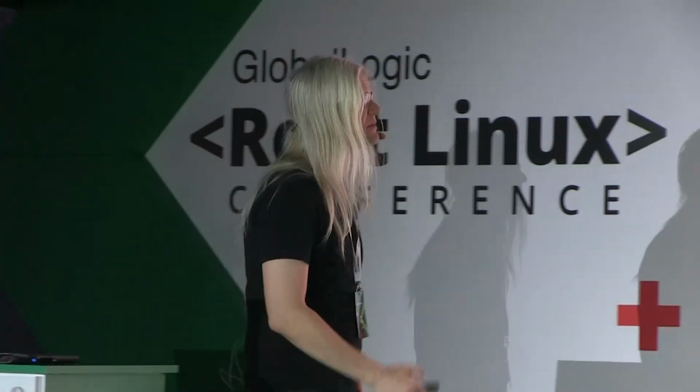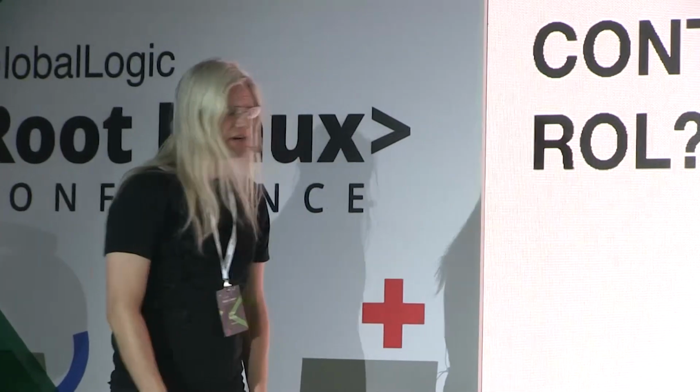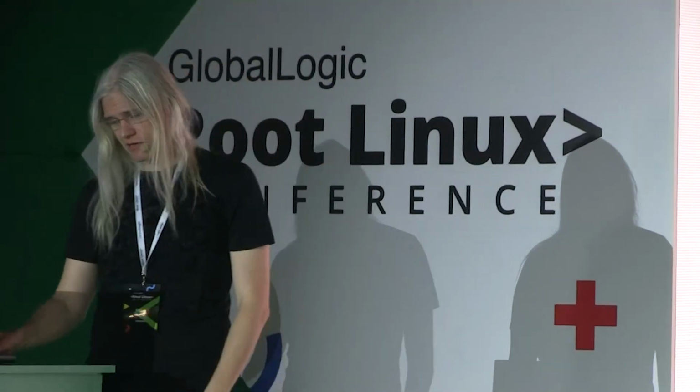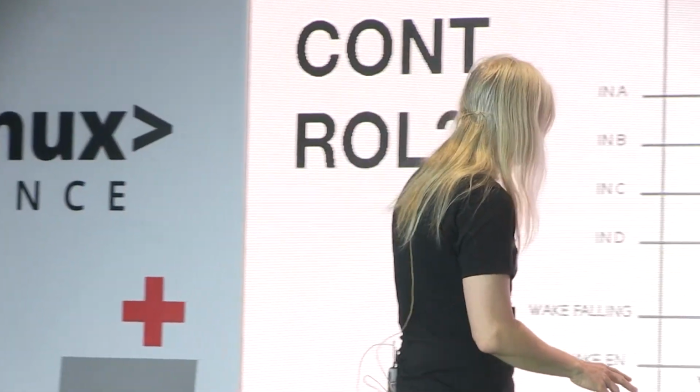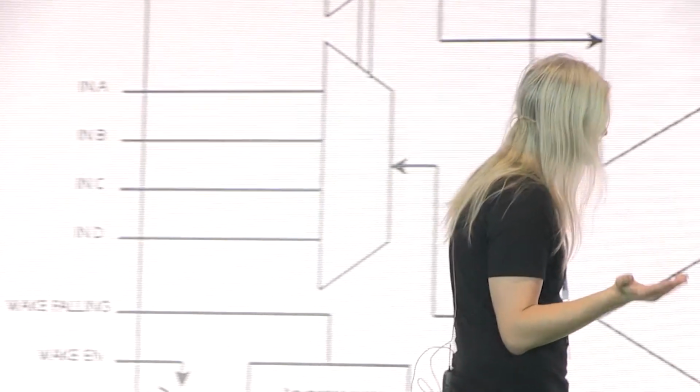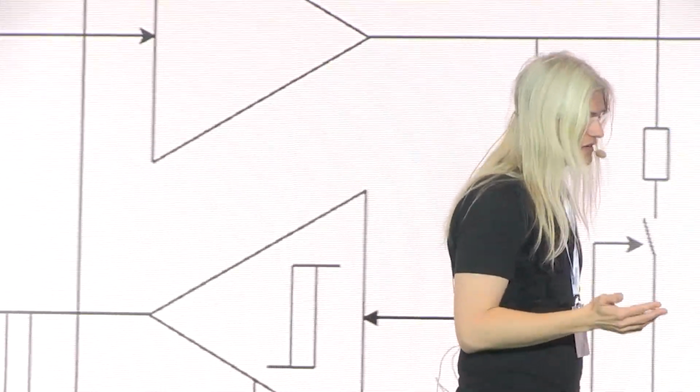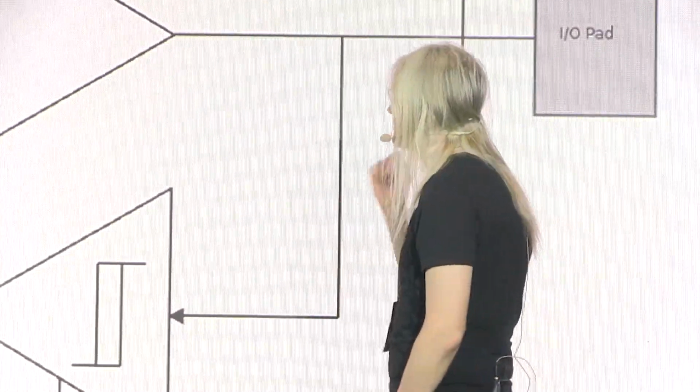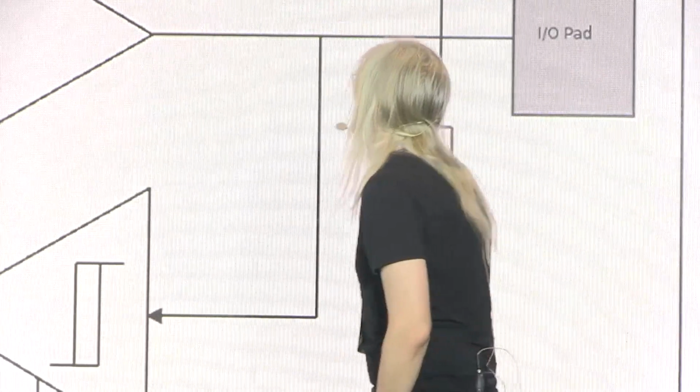Yeah, I told everything about this slide. So the hardware looks something like this. Now we're going down in the silicon. What is pin control? What is GPIO? It's sort of the same hardware. The hardware usually looks something like this.